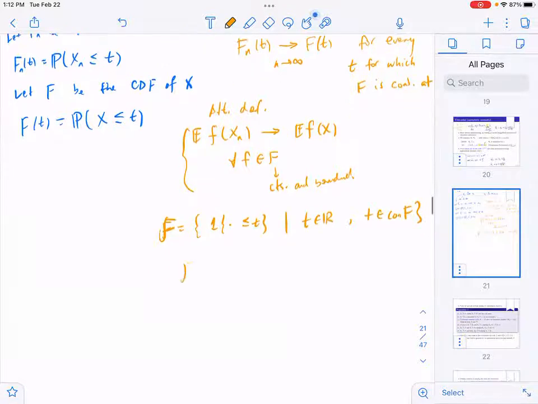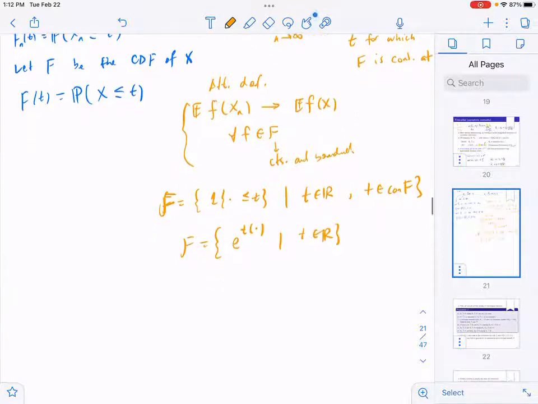In general, for example, you can restrict yourself, again in the univariate case, to functions like e to the i t x, the exponential functions for various values of t. This would give you the characteristic functions. So you'd say the expectation of e to the i t x. These are bounded because i is the imaginary number. This would be equivalent to convergence of the characteristic functions.